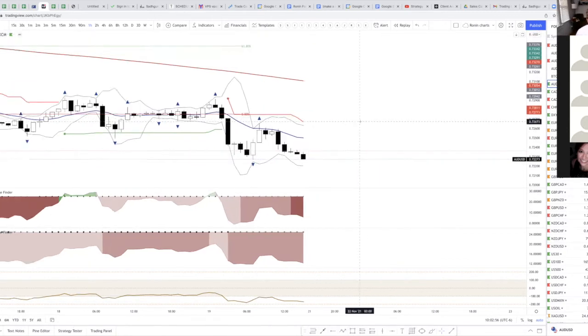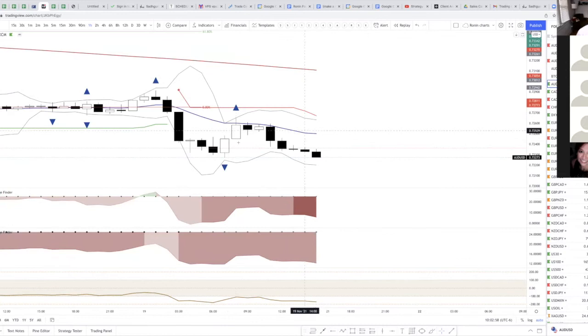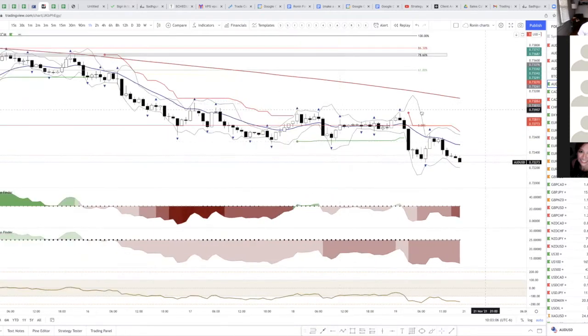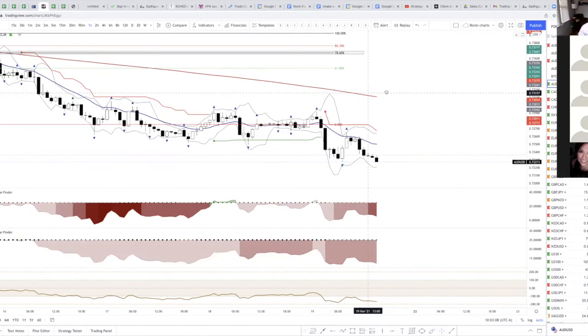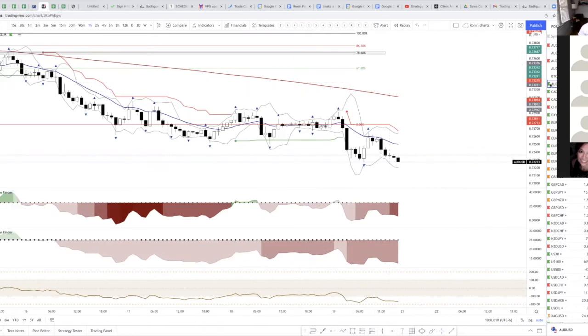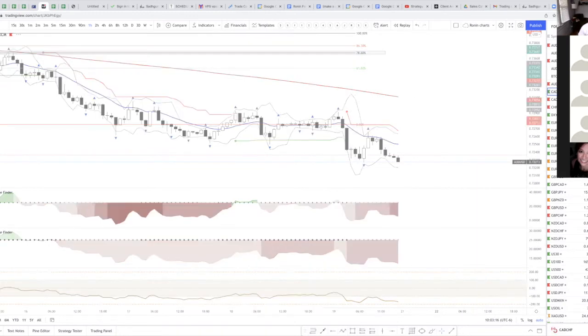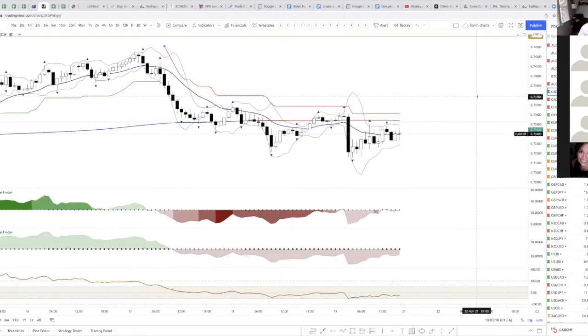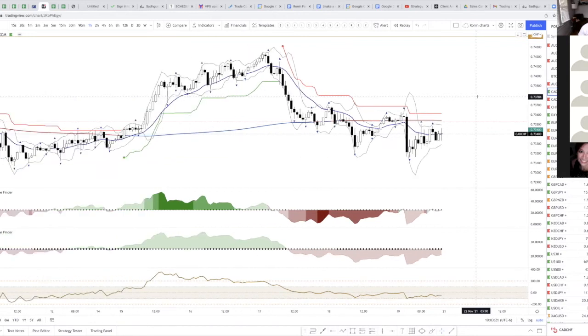Now look at this entry here. That would have been just an awesome entry, about 40 pips depending on what your take profit is. These flags are super useful too. Just going down the line, this is a great way to prep for the week. So what do you guys think about this one?